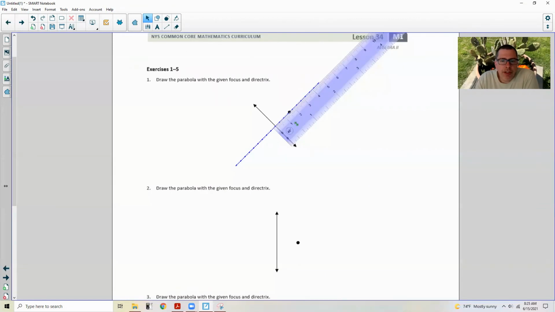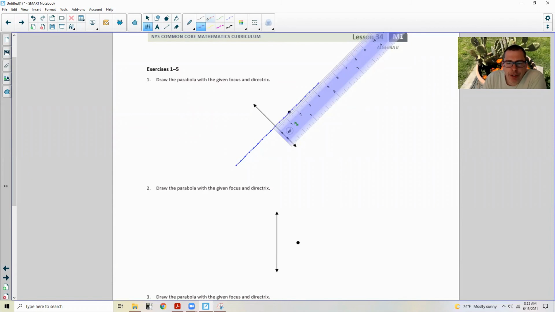Okay, page 2 brings us to the exercises. So pause the video, see if you can do these, and come back and check. It says to draw a parabola with the given focus and directrix. So what I have done is I brought this ruler in. The ruler is perpendicular to the directrix, and it's going through the focus. So I drew that dashed blue line already. So that's what you need to do.